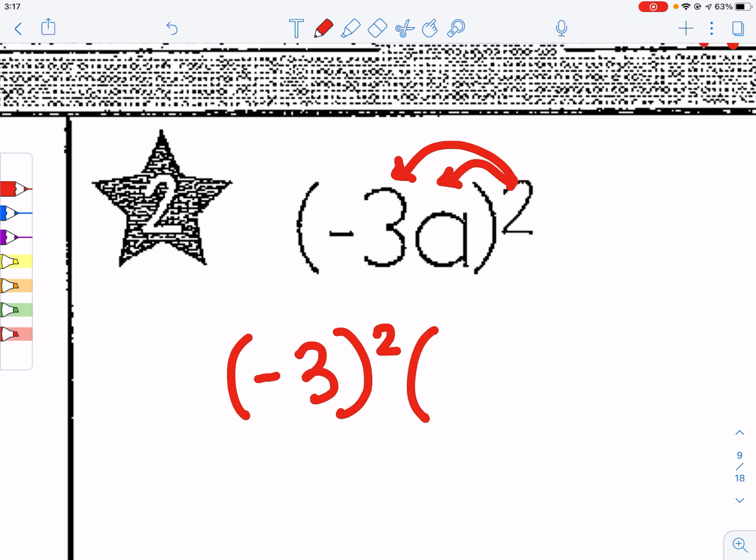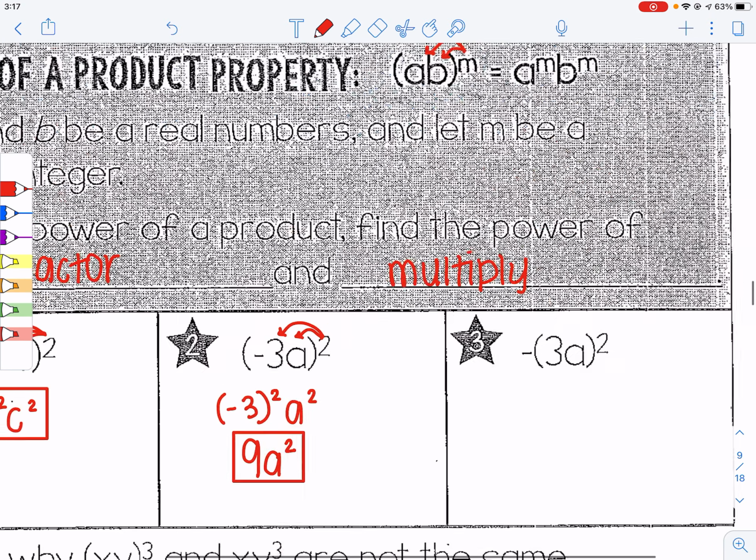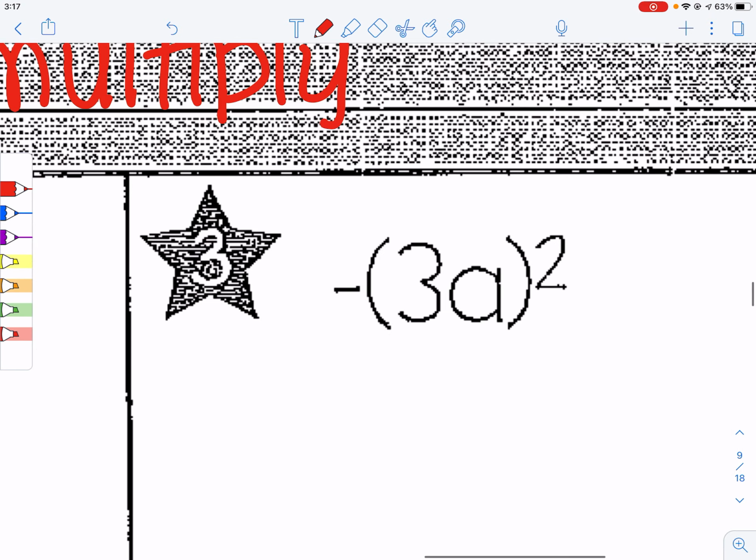All right, so I know -3 times -3 is a positive 9, so I end up with 9a squared. Okay. And then lastly, for number 3, this one's different because the negative is on the outside, and then you're doing 3 squared and then a squared. So keep that negative on the outside. So I know 3 times 3 again is 9, and then I have an a squared.